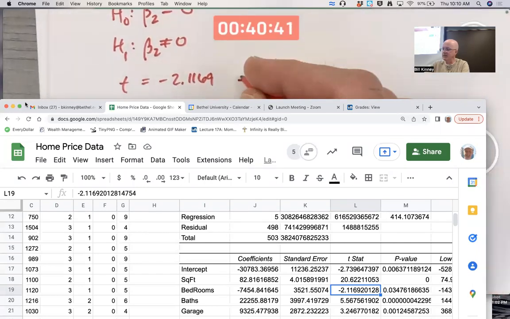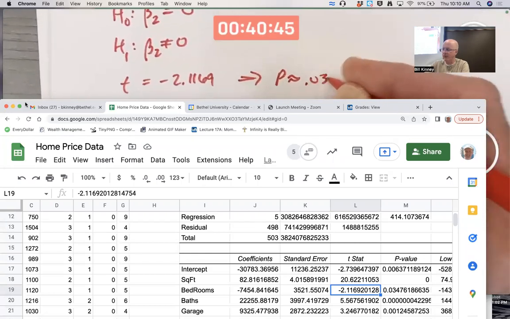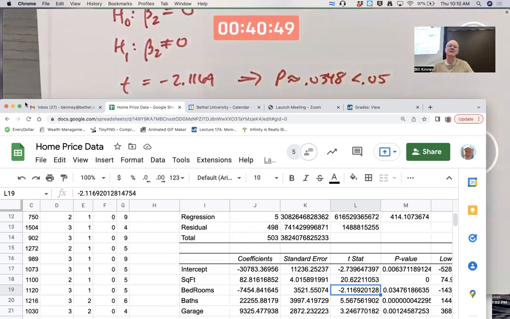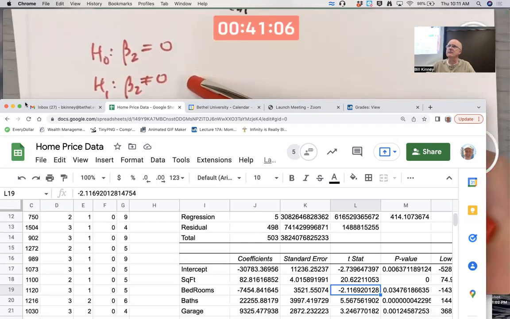And the p-value is approximately 0.0348. Less than 5%, less than what people typically use as their standard for rejection. Certainly at the 5% level of significance, we've got strong evidence, statistically significant evidence that beta 2 is non-zero. We would reject this null in favor of the alternative. And again, the p-value for a one-tailed test is even smaller.